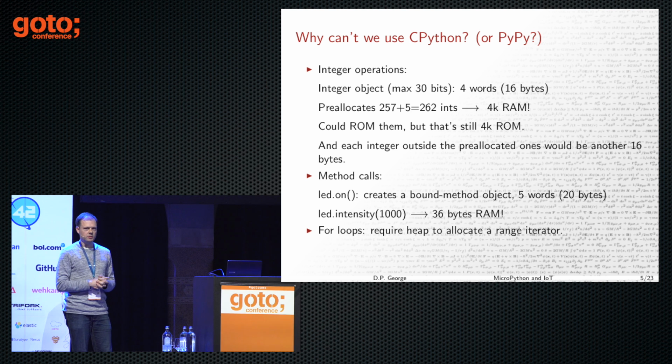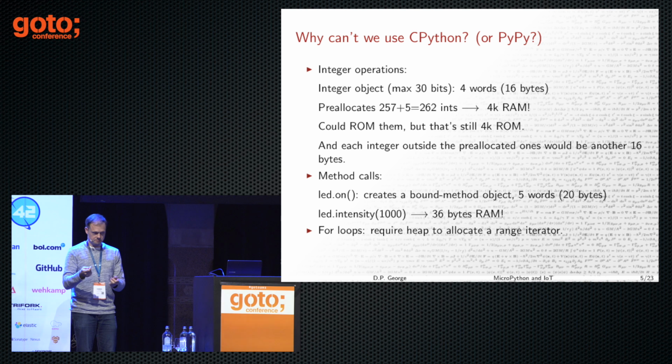The other one is that if I wanted to do a method call, in Python things are mostly objects, so if I have an LED object and I want to turn it on, so LED.on, what I actually have to do is get the LED object, look up the on method, and extract that, and then it makes a bound method object which binds the on method to the LED object, and then you actually call it. So in that call, you have to create an intermediary object, which is the bound method, taking about 20 bytes as written there. So just to set the LED to some intensity requires about 36 bytes of RAM to store the number and to store the bound method object.